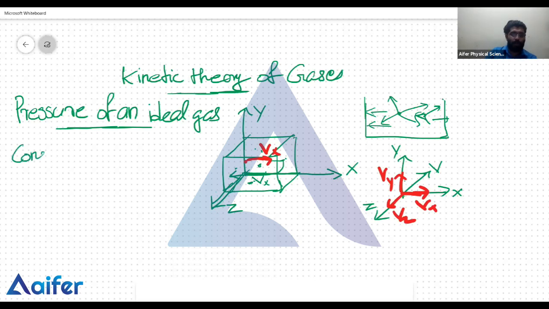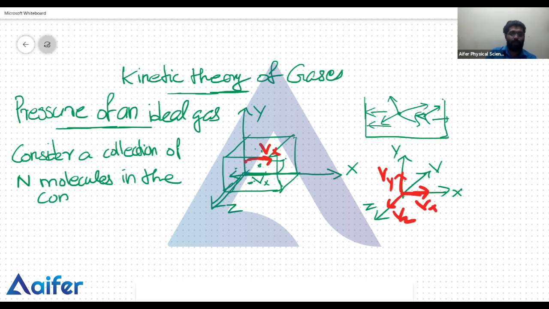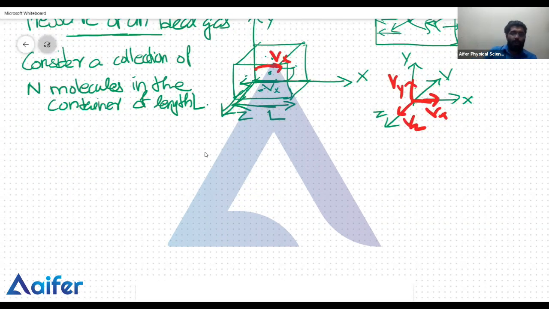Consider a collection of n molecules in the container. Suppose this length is L, of length L. Their motions are random, so it's very difficult to deal with all such motions. So I'm just taking one molecule, considering one molecule of mass small m.